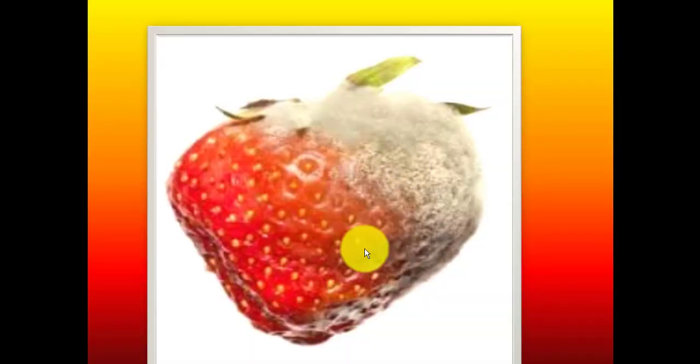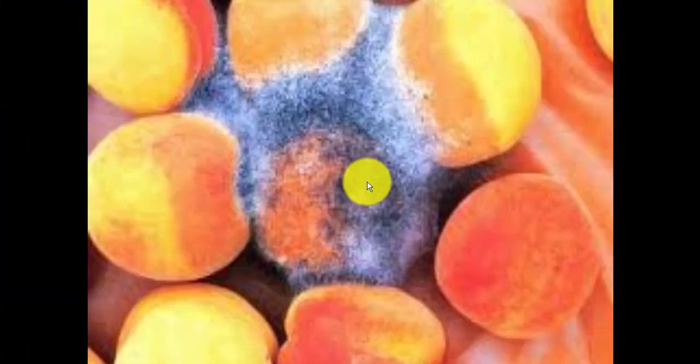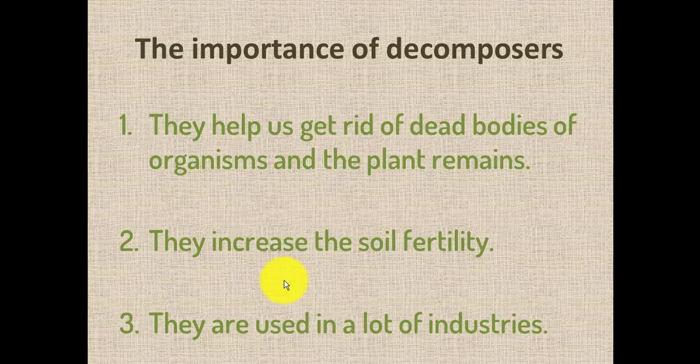Okay? And this is a rotten strawberry, rotten fruit. This is decomposers. This rot is decomposers. This is called decomposers.